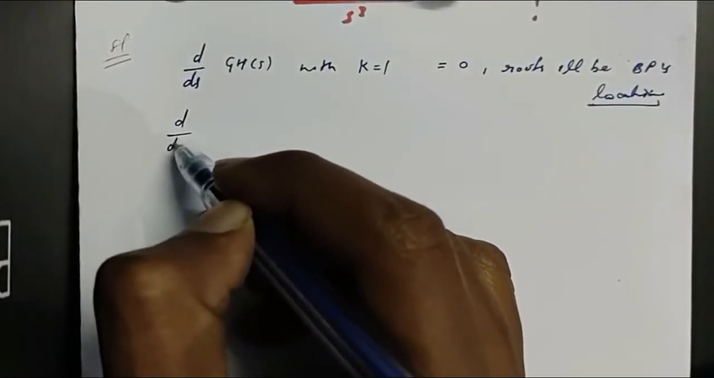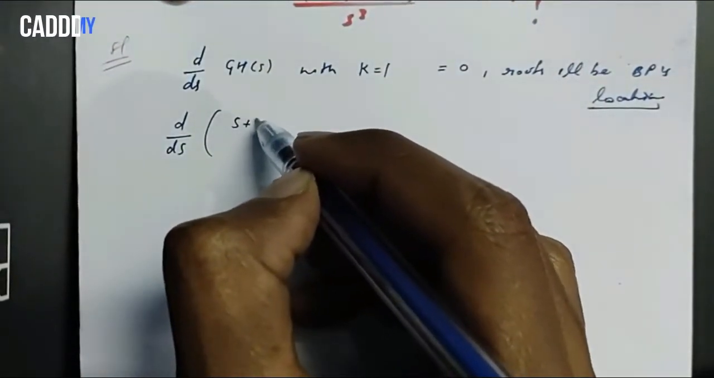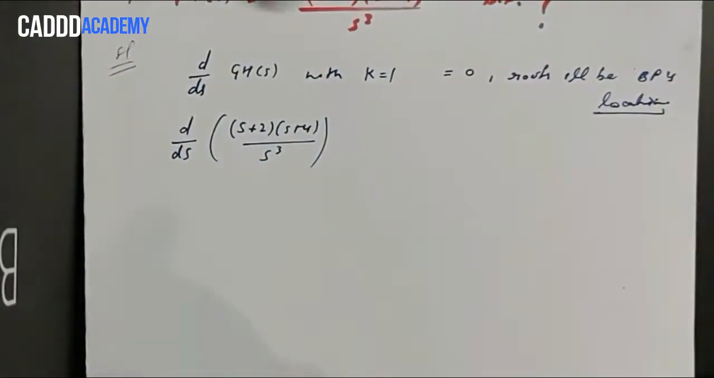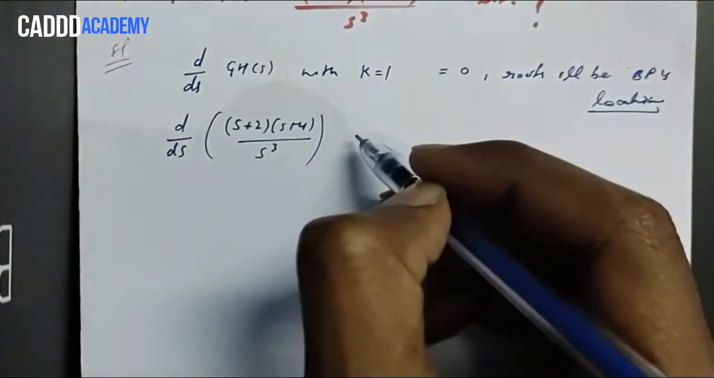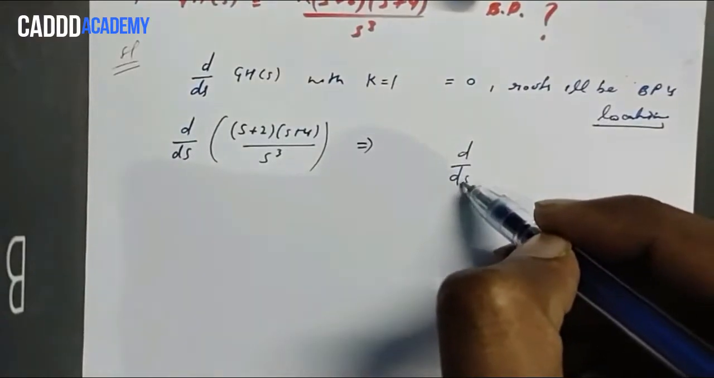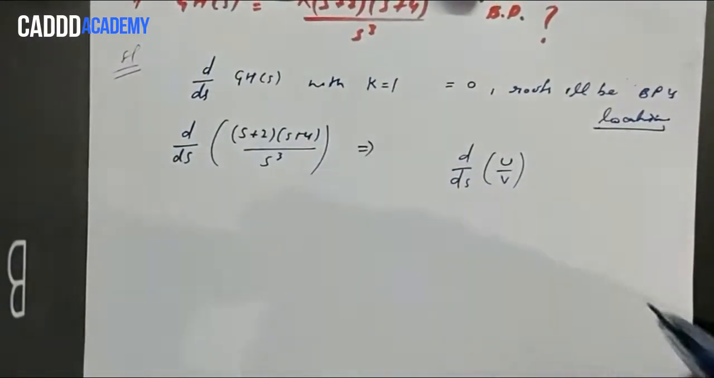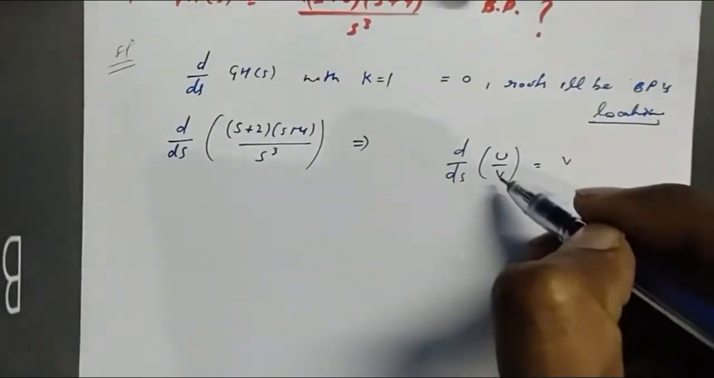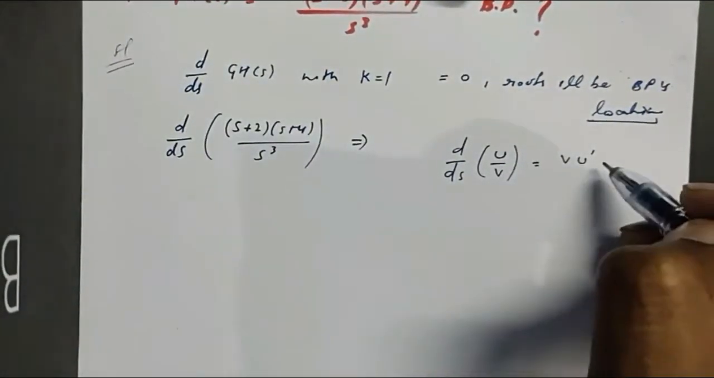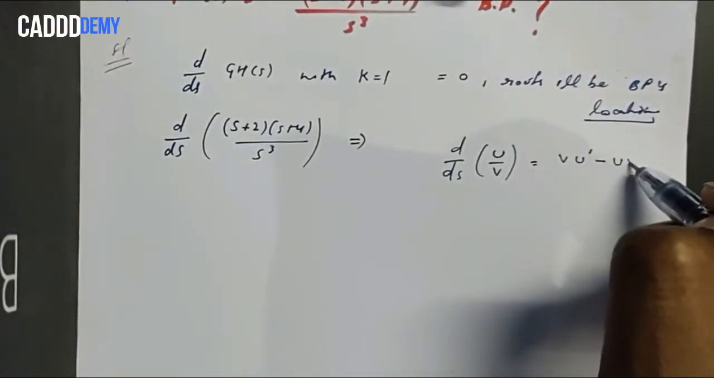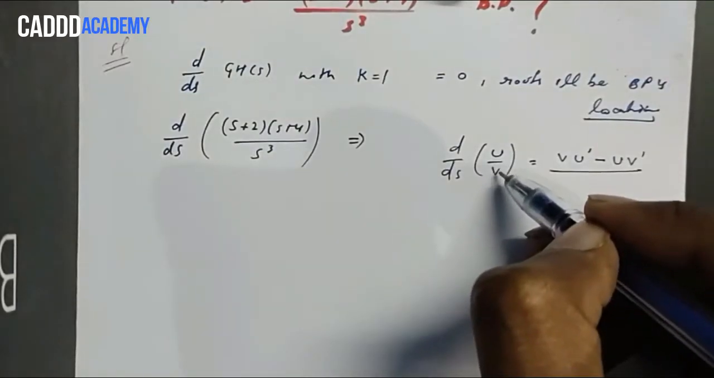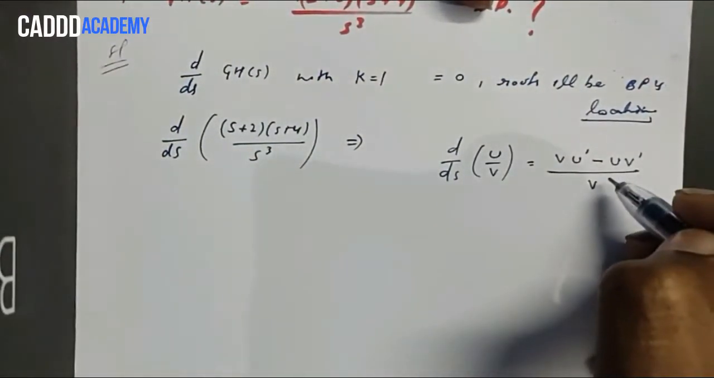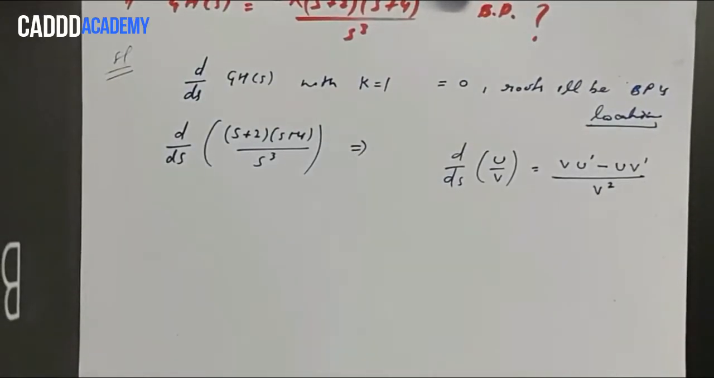So as a transfer function we have (s plus 2)(s plus 4) divided by s cube, and we have taken k equal to 1. We know that if we differentiate a fraction with respect to a variable, it is the second function as it is times the differentiation of the first, minus the first as it is times the differentiation of the second, where the second function is v and the first function is u, and the denominator is squared.